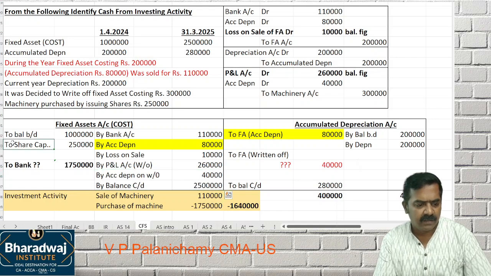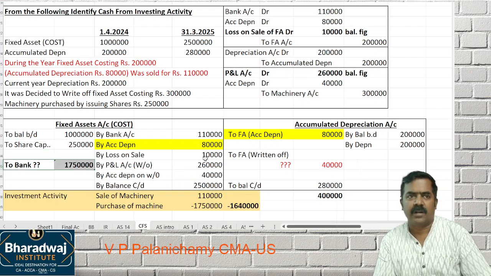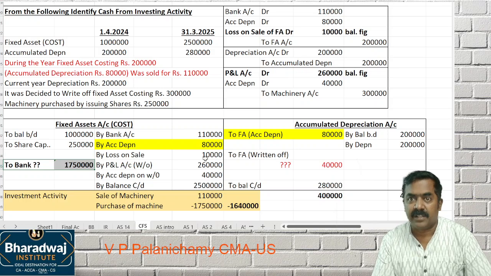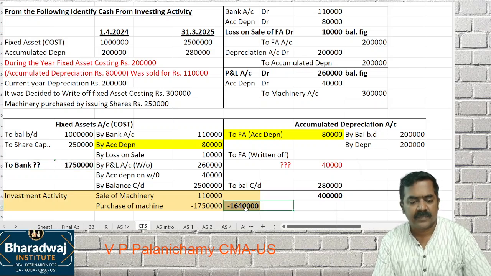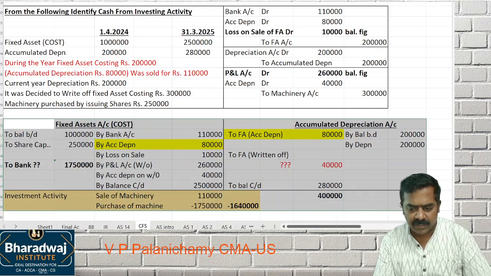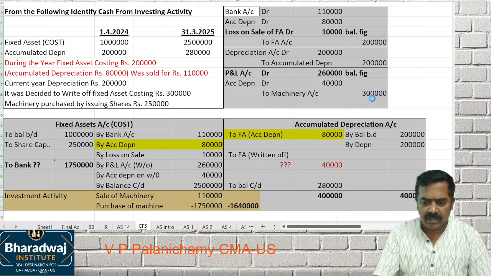Then we issued shares of 2,50,000 to purchase assets. To purchase what? Assets. What is the balancing figure? Purchased for cash. What is the amount? Sale of machine, purchase of machine. What is the amount? 16,40,000. Sir, if it is MCQ, we can solve without any journal entry, without any ledgers.